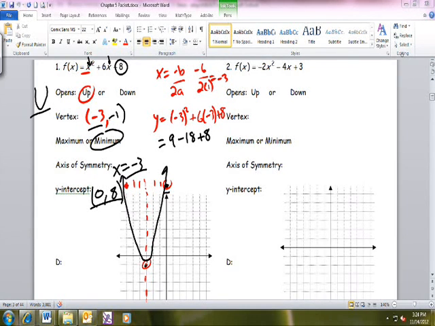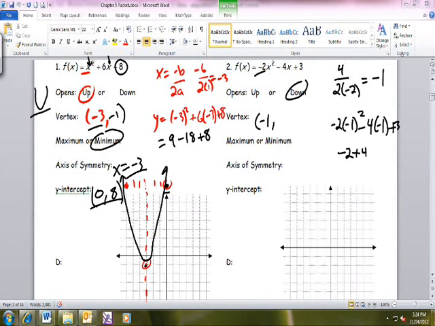That's the main idea. Let's try one more here. For this one, a is negative, so it opens down. Our vertex is negative b, which is 4, over 2, and a is negative 2. So this ends up being negative 1. So our vertex is negative 1 comma something. We just got to plug it in. Negative 2 times negative 1 squared minus 4 times negative 1 plus 3. Order of operations: negative 2 plus 4 plus 3, giving us 5.